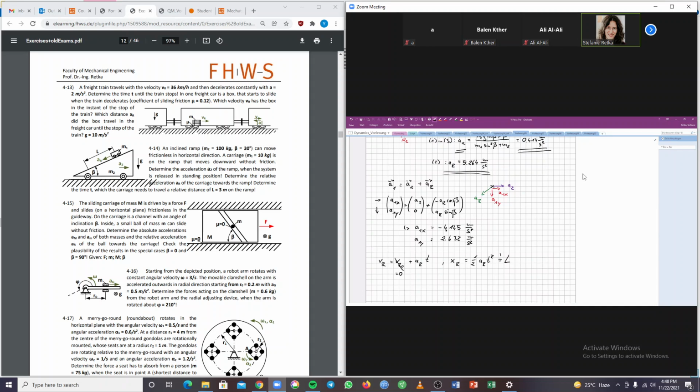And now we can rearrange this equation for the time. T is equal to the square root of 2L over AR, which is 1.07 seconds.